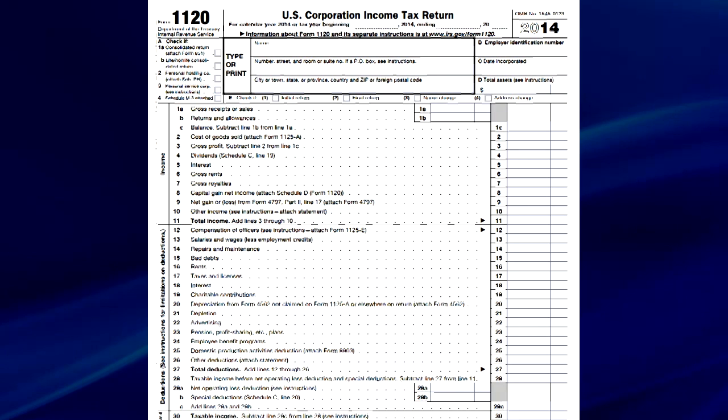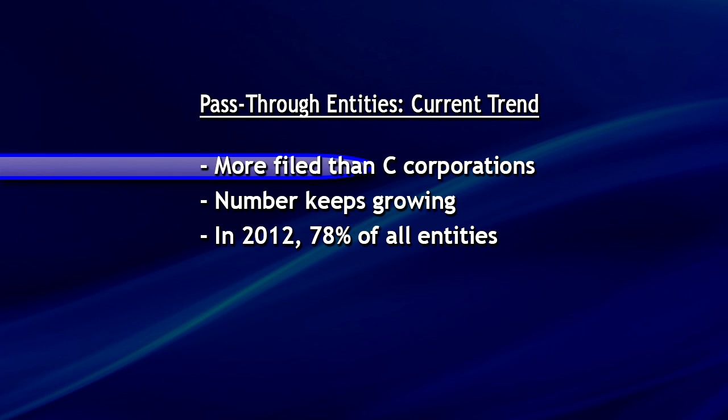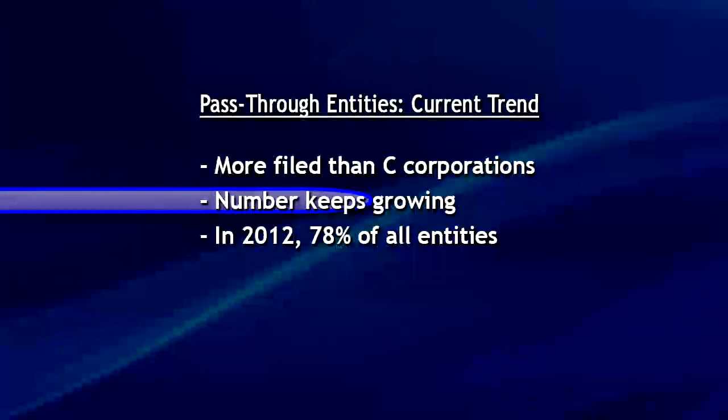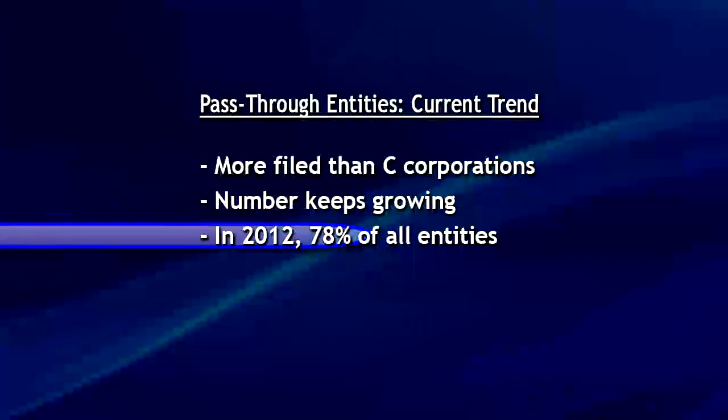And the statistics show a very clear and consistent trend, and that is there are more and more pass-through entities in the form of LLCs, partnerships, and S corporations than C corporations being filed each year. And the number of pass-through entities keeps growing. For the year ended 2012, 78% of all entities that file U.S. federal income tax returns are pass-through entities.